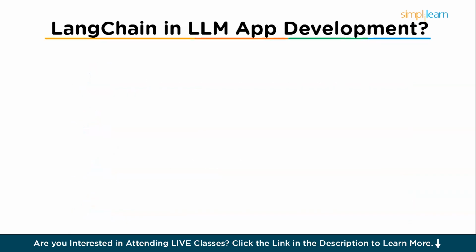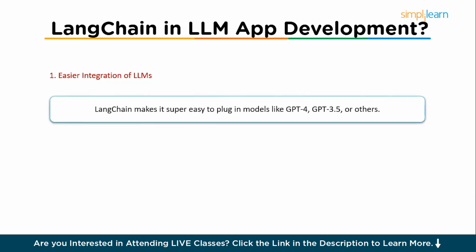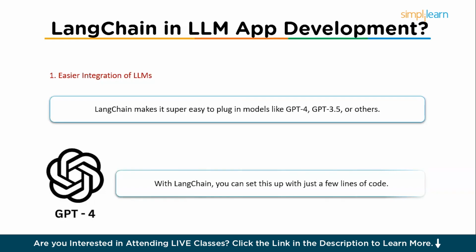So, we'll understand how LangChain in LLM app development actually helps. LangChain is like a toolkit that makes it easier to build smart applications powered by large language models like GPT-4. Here's how LangChain helps you develop powerful LLM apps. First is easier integration of LLMs. LangChain makes it super easy to plug in models like GPT-4 or GPT-3.5 or others. You don't need to worry about complicated setup processes or coding everything from scratch. For example, imagine you want your app to use GPT-4 to generate text or answer questions. With LangChain, you can set this up with just a few lines of code.